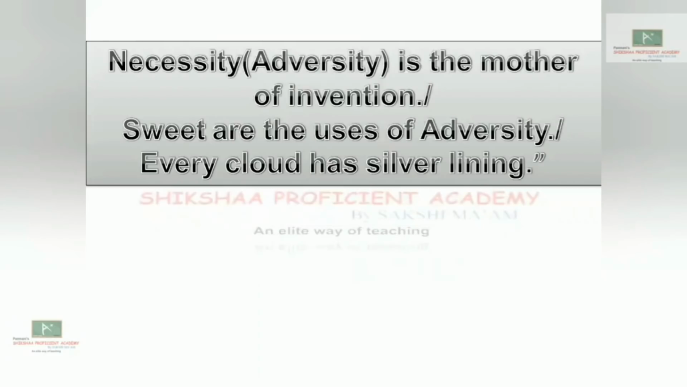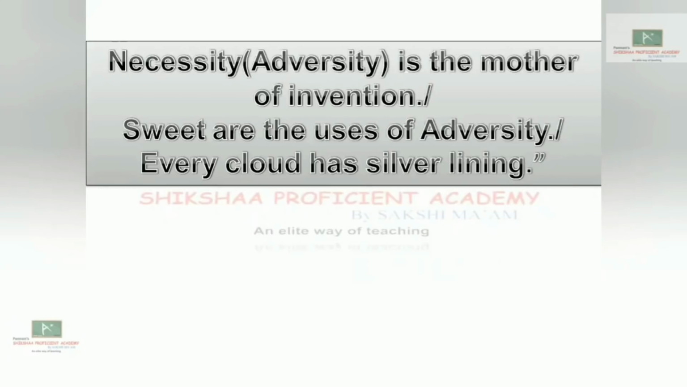Necessity or adversity is the mother of invention. Sweet are the uses of adversity. Every cloud has a silver lining. निराशा में एक उम्मीद की किरण जरूर होती है. So that means when the need of something becomes essential, you are forced to find ways of getting or achieving it.